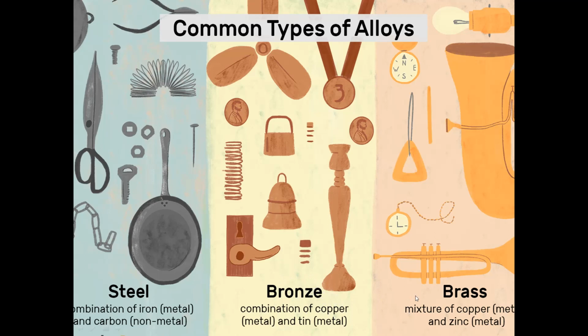Another alloy which we come across in our daily life is brass. Brass is a mixture of copper and zinc. These two again are metals. So steel, bronze and brass are alloys which we come across in our daily life. We can see the items made of steel here. All these items are made of steel, here all these items are made of bronze, and here all these items are made of brass. These are the common alloys.